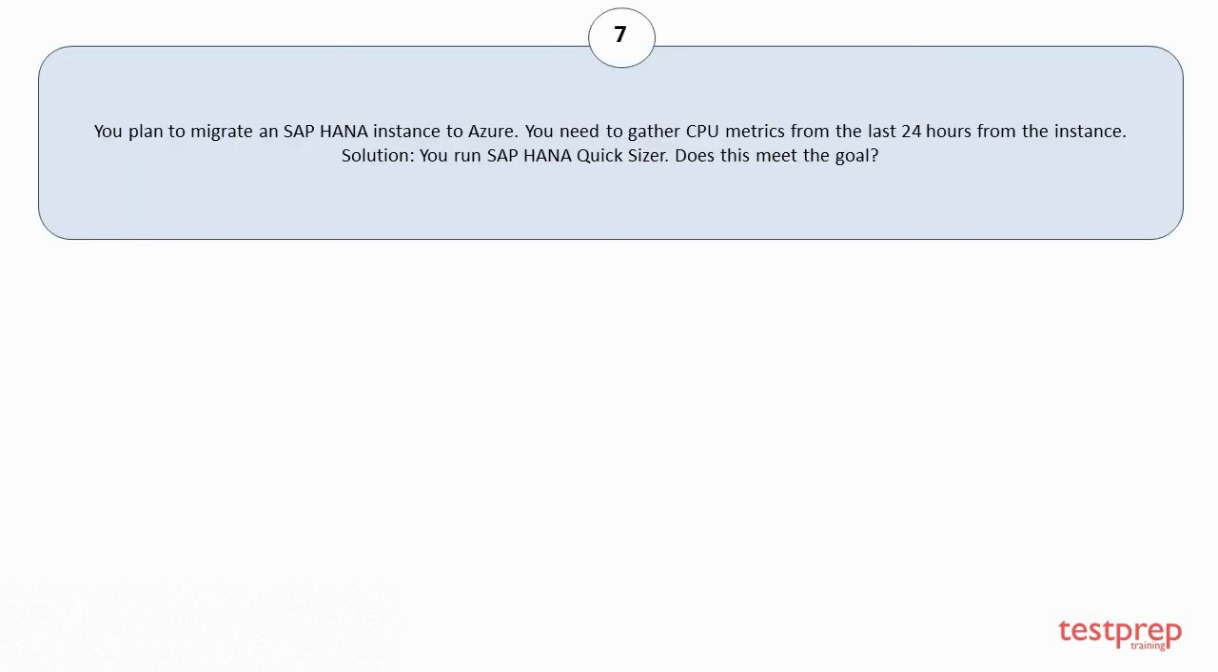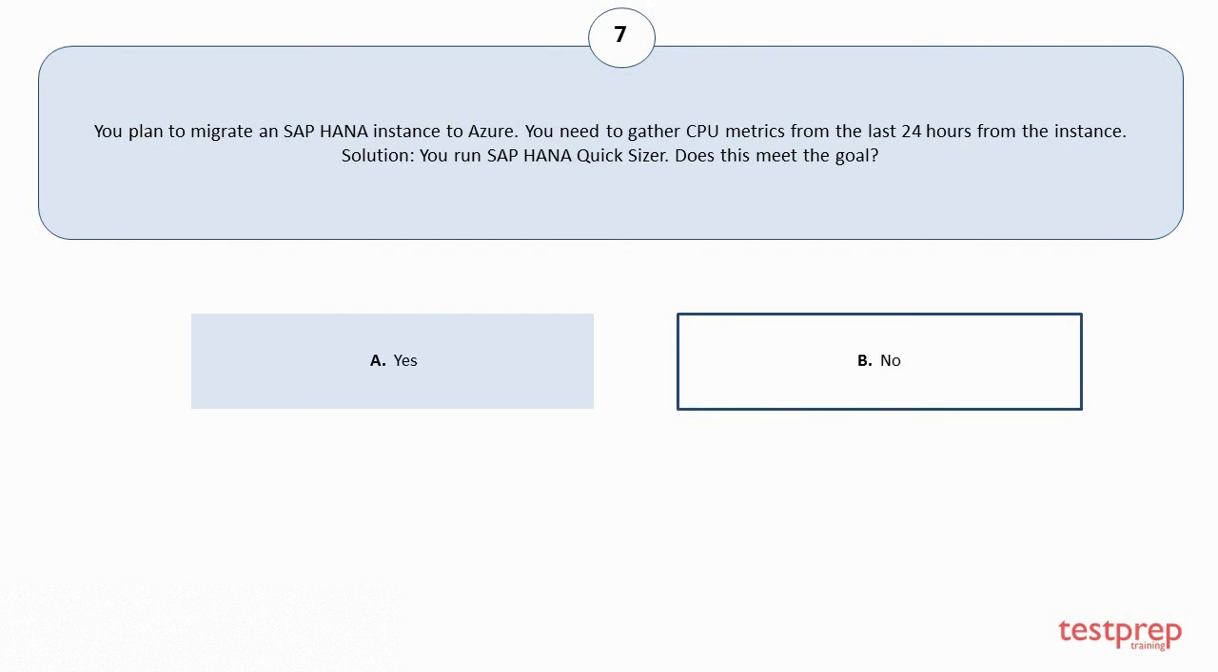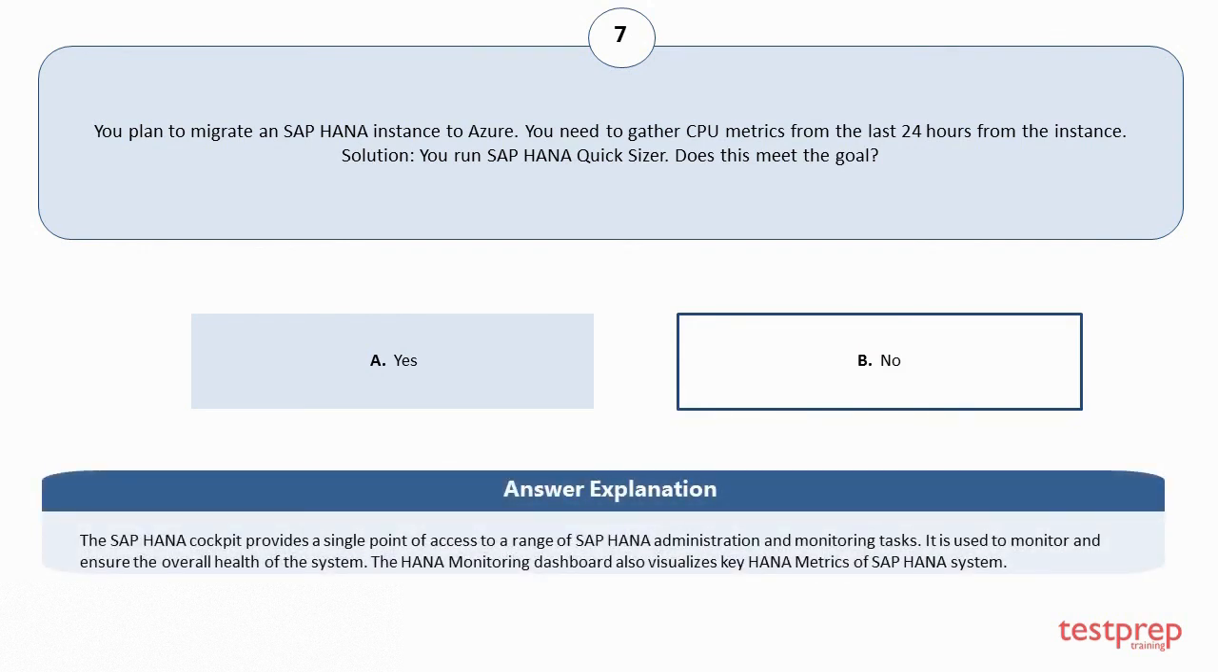You plan to migrate an SAP HANA instance to Azure. You need to gather CPU metrics from the last 24 hours from the instance. Solution: you run SAP HANA Quick Sizer. Does this meet the goal? Your options are A. Yes, B. No. The correct answer is option B. And here's the explanation of the answer.